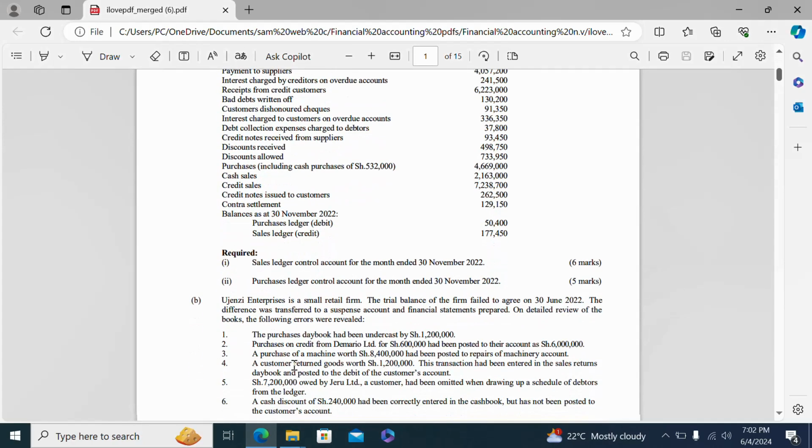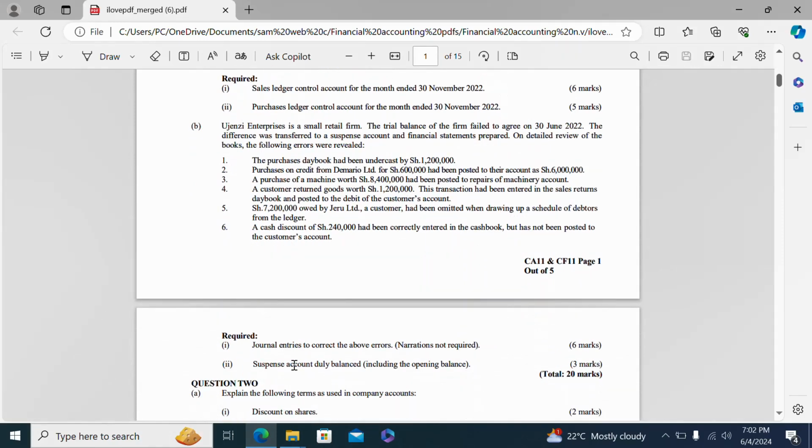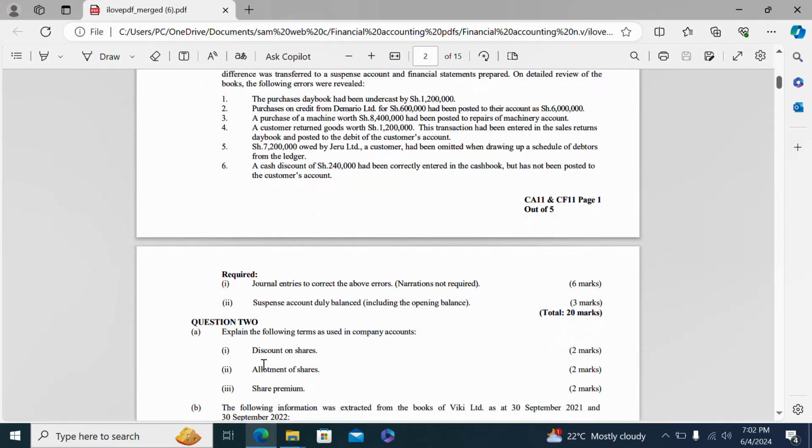Then we go to part B of the question. Ujezi Enterprises is a small retail firm. So the question required in Roman 1, journal entries to correct the above errors, narrations not required. Then Roman 2, suspense account duly balanced, including the opening balance. Then we go to question 2.